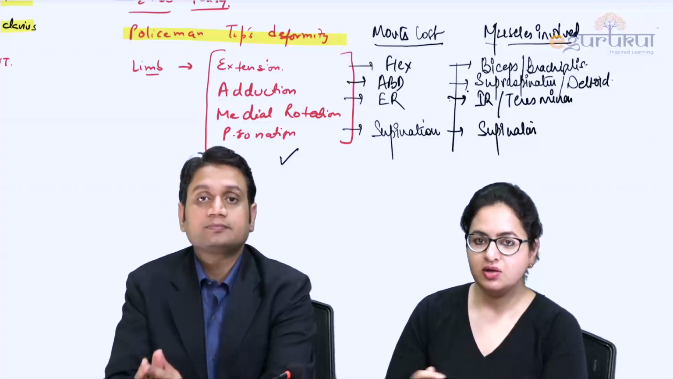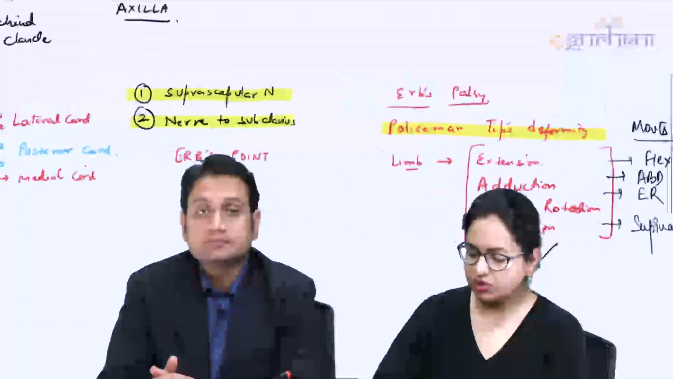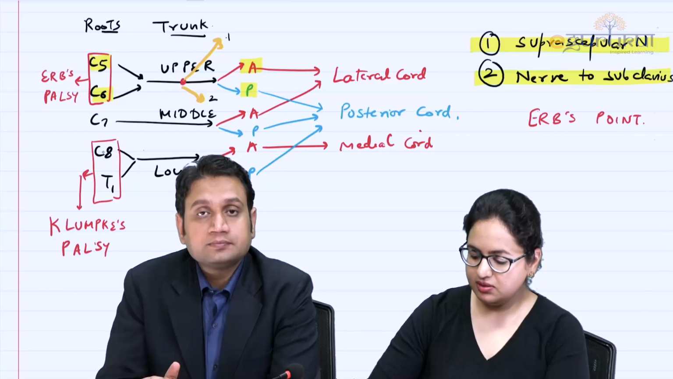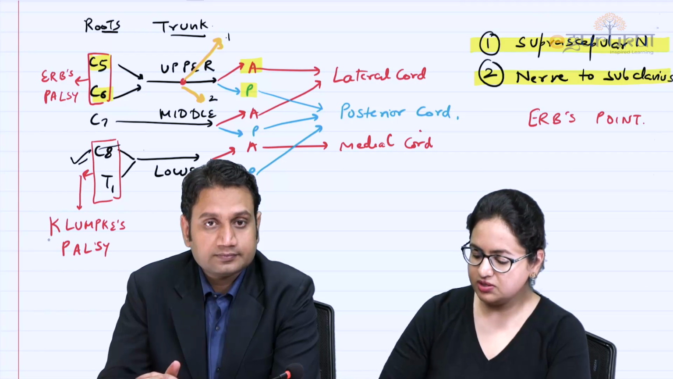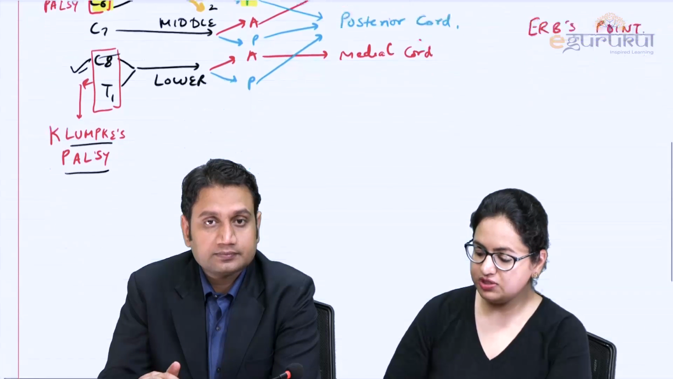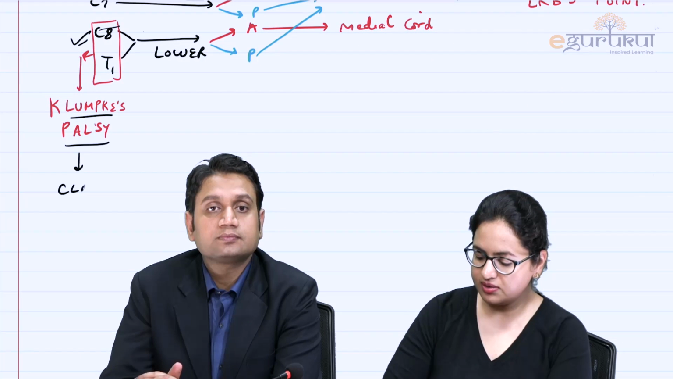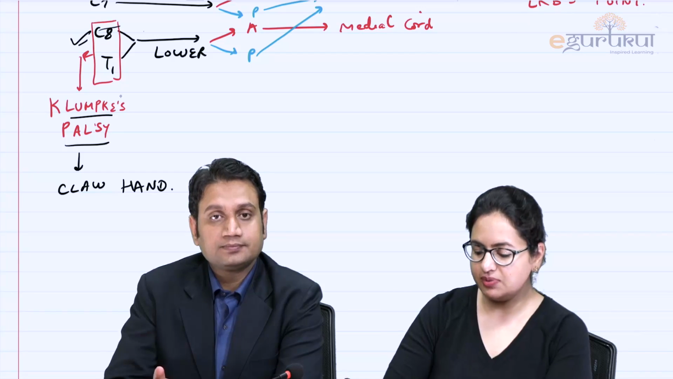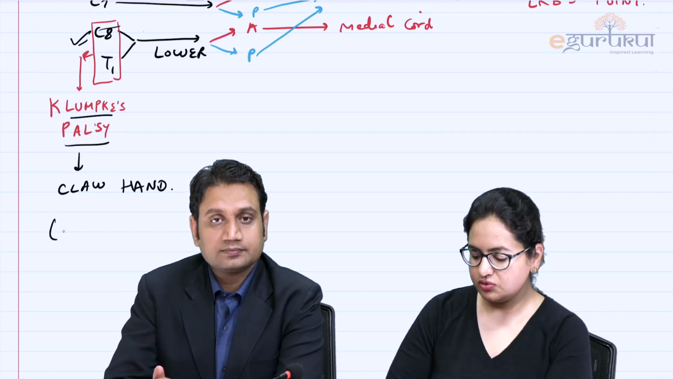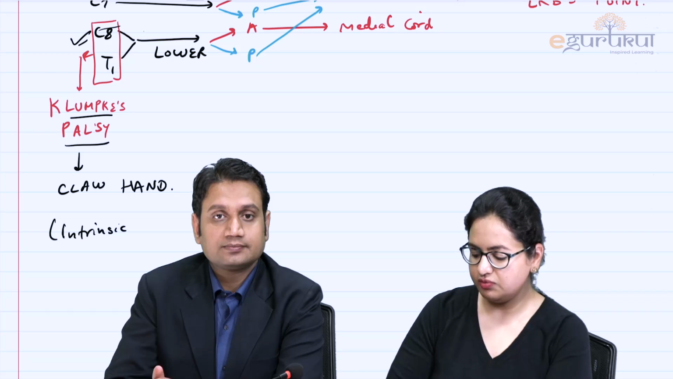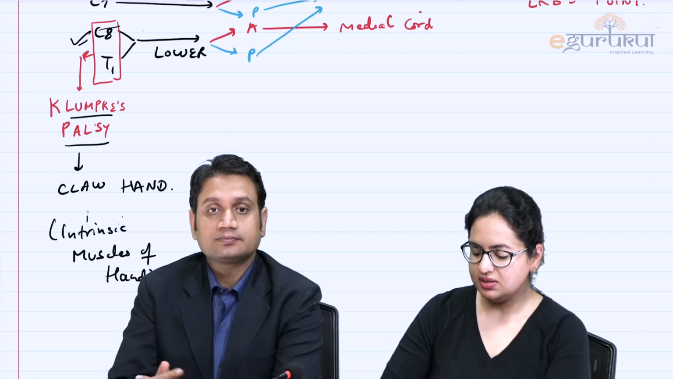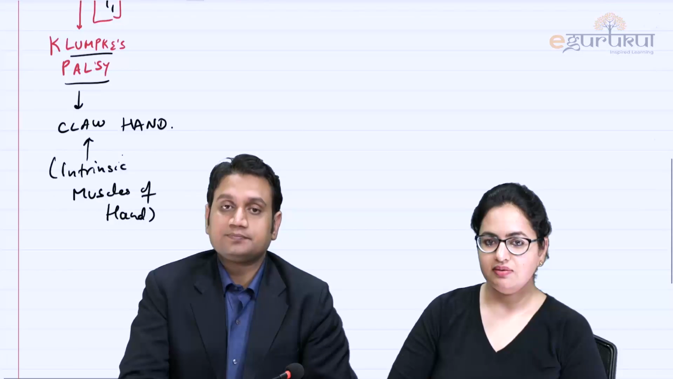Now, after Erb's palsy, when the lower trunk of the brachial plexus is involved, in that case the C8 and T1 nerves are the ones most commonly involved. So C8 and T1, it leads to Klumpke's palsy, and it will further lead to a deformity which we term as the claw hand. Now, when we talk about the claw hand, Klumpke's palsy, C8 T1 nerves, these are basically supplying the intrinsic muscles of the hand. And when this supply is lost, we say there is a deformity termed as claw hand.